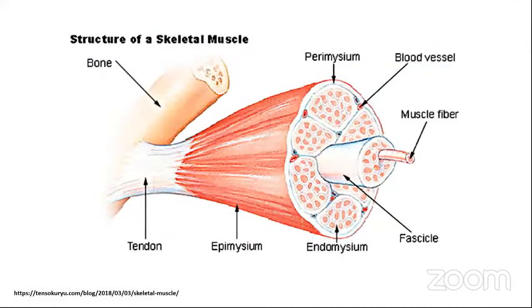Structure of a skeletal muscle. This is the structure. You can see this is a bone, and this is a muscle, the red colored one. Muscles are generally attached, not always, to the bone by means of thick, dense, non-elastic fibrous tissue, connective fibrous tissue, which is called the tendon. It is represented by white color.